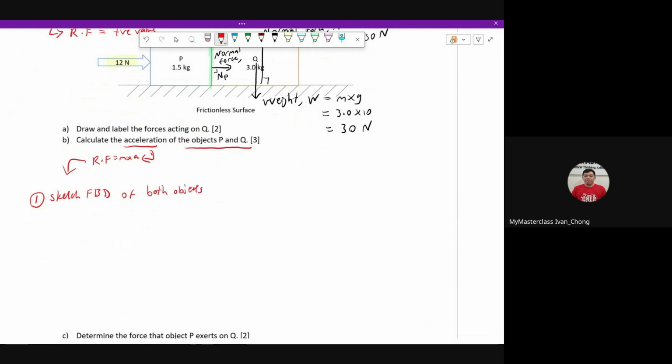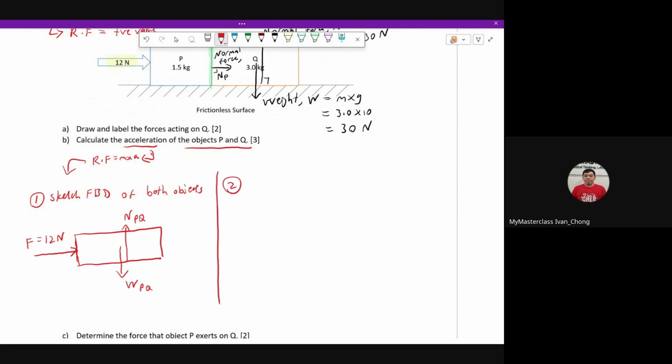Okay, so the very first thing we do is draw P and Q together as one big box. First, you have the weight of P and Q. You have the normal force of P and Q. Now, when you're sketching by yourself, you don't need to write in the words, as long as you understand, everything is okay. Then over here, this is an applied force F that is 12 newtons. Is there any friction? No, because this is a frictionless surface. So that is step number one.